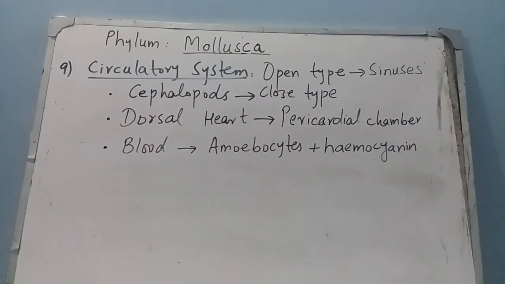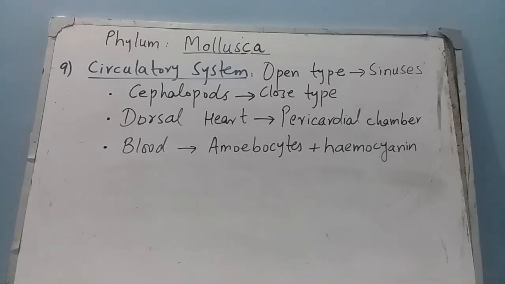And next is about the circulatory system. In case of the circulatory system, all the mollusks have an open type of circulatory system except the cephalopods. In cephalopods, there is a tendency towards the closed type, and cephalopods include octopus and cuttlefish. In all mollusks except the cephalopods, there is an open type circulatory system.